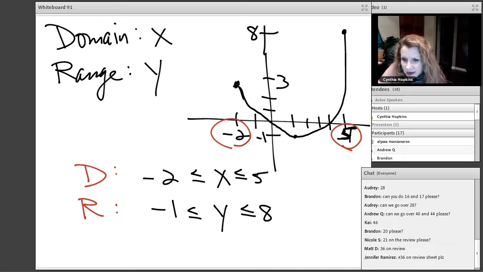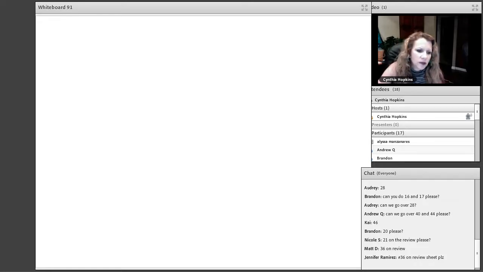Okay, Sam, could I go over the rules of absolute value equations? I'm not sure if you mean equations, you might mean inequalities. Actually, I'm going to do all 3 of them.